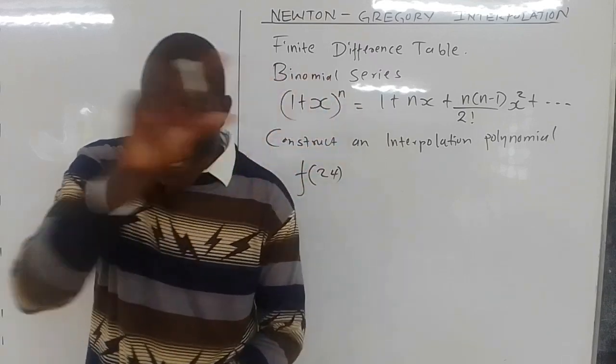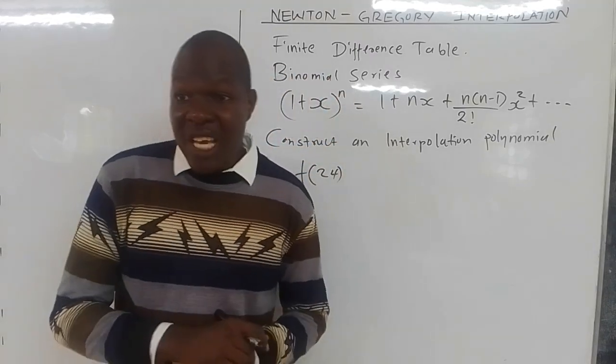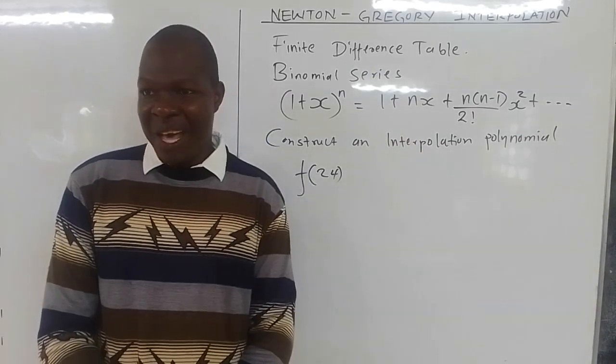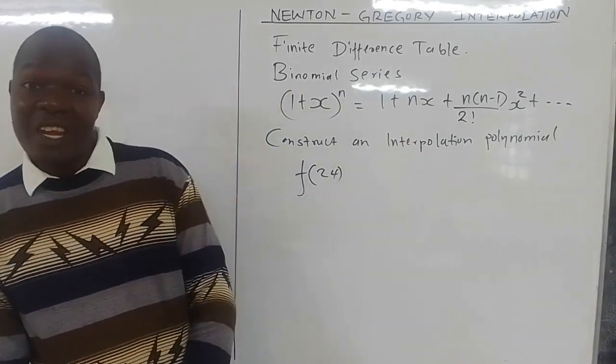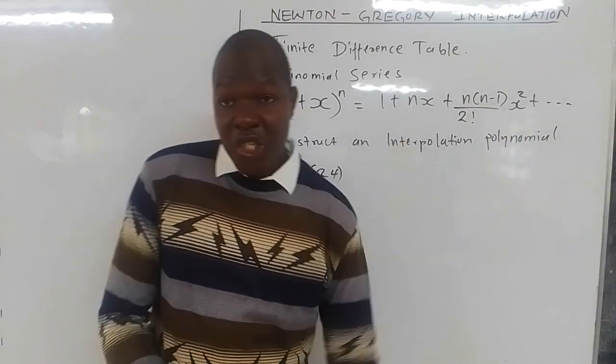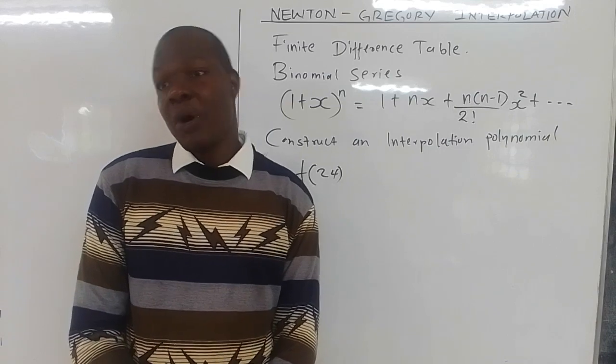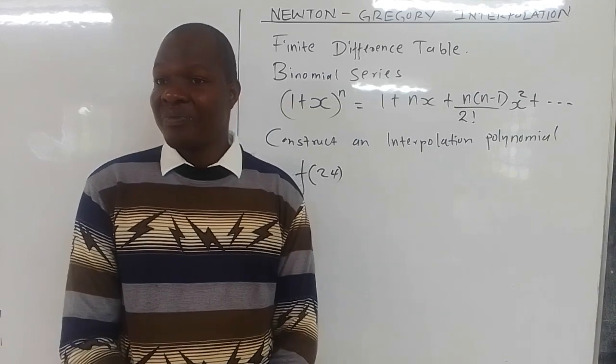And if you look at your finite difference table, you see 24 is not among these values; these are outside the range. Are you seeing that? So the moment 24 is outside the range, meaning you must have an interpolation polynomial. How do you construct or form that given polynomial when it is outside the range?